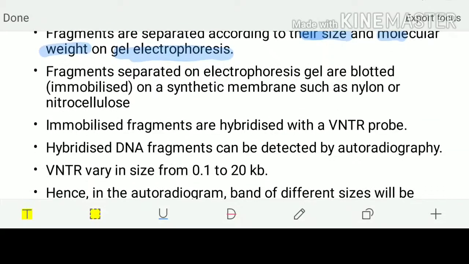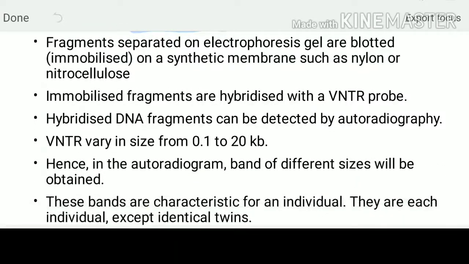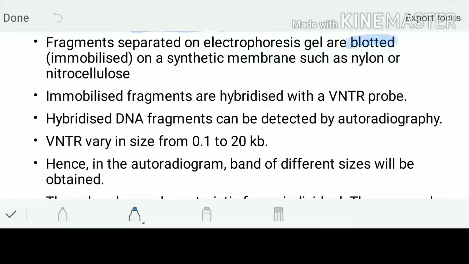Now the fragments which are separated on the gel electrophoresis are blotted, which means they are kept on a synthetic membrane called nitrocellulose membrane, or nylon membrane. So basically, firstly we isolated the DNA, then we cut it into small fragments with the help of REs. Then those fragments are blotted on the synthetic nylon or nitrocellulose membrane.